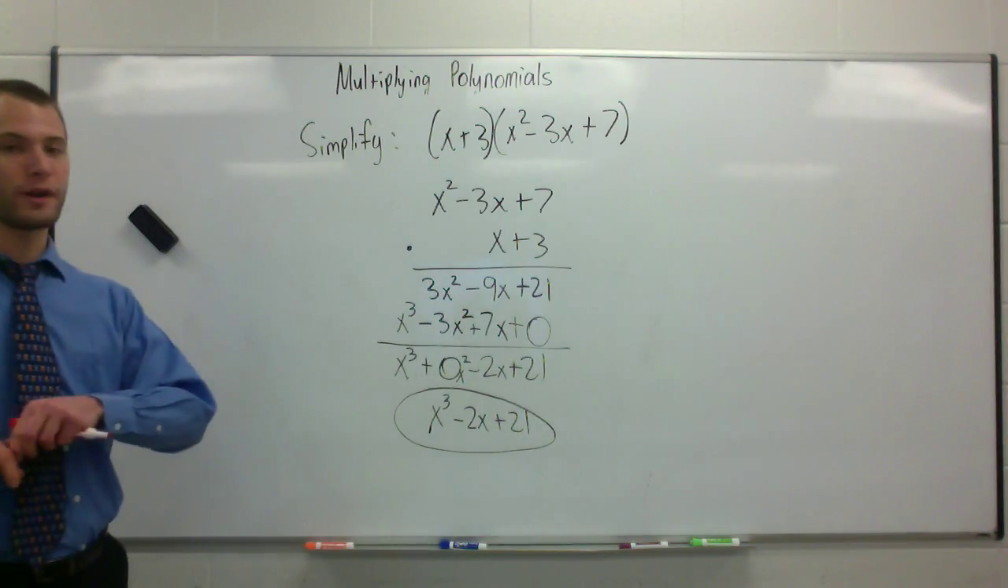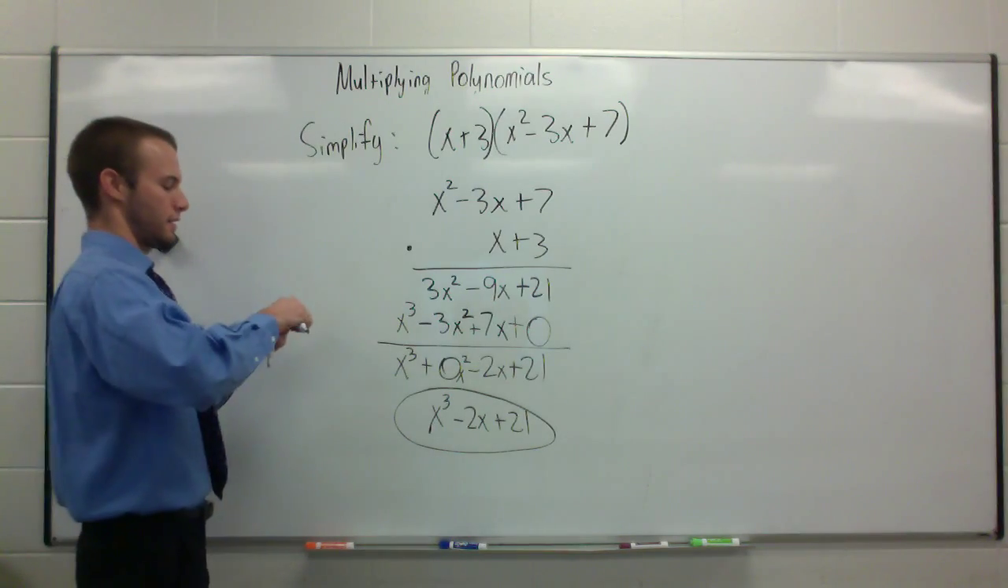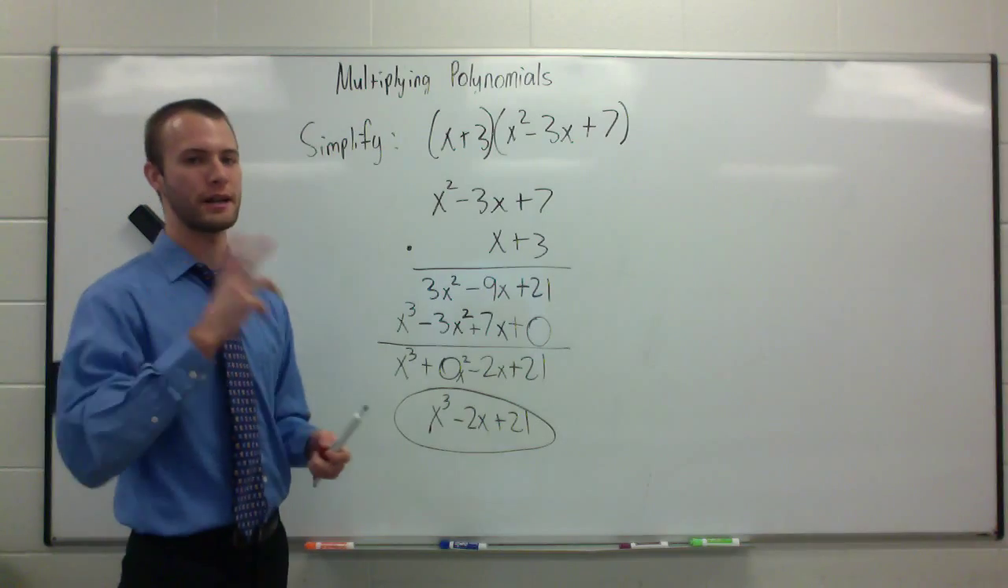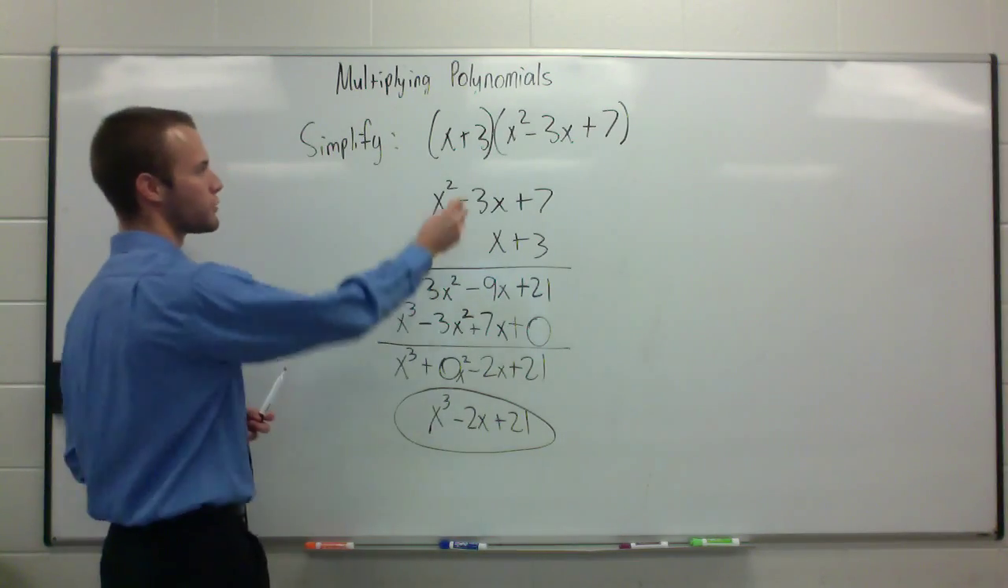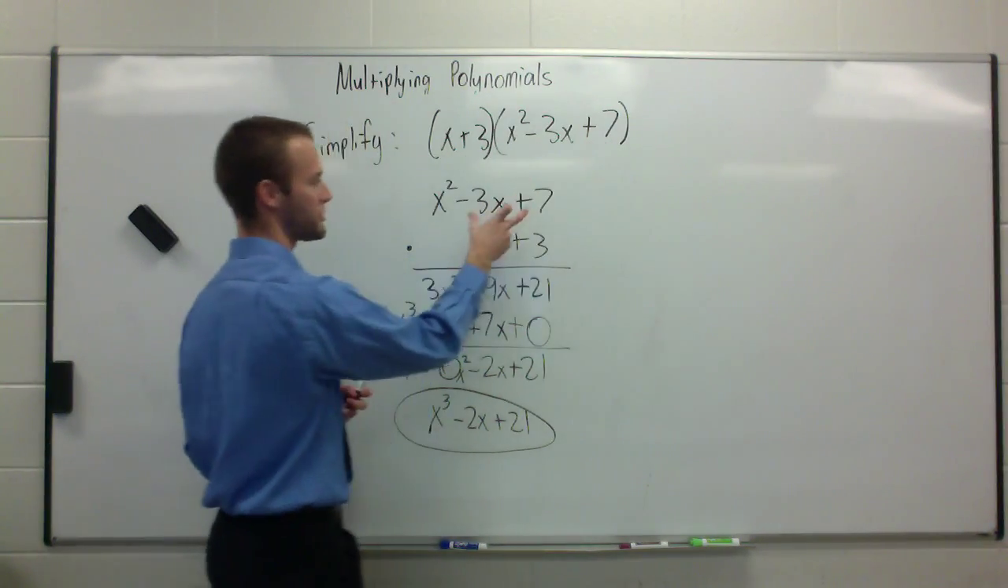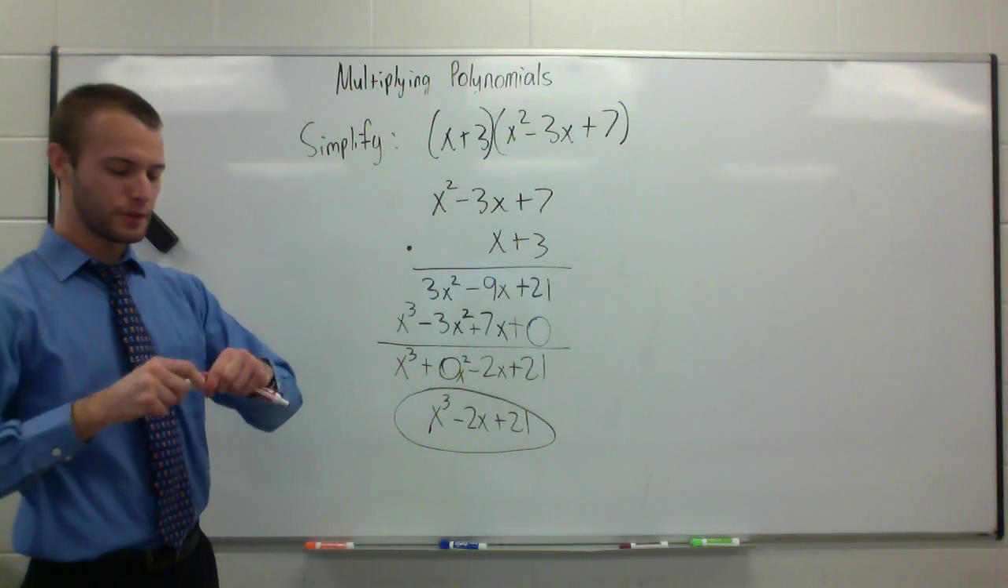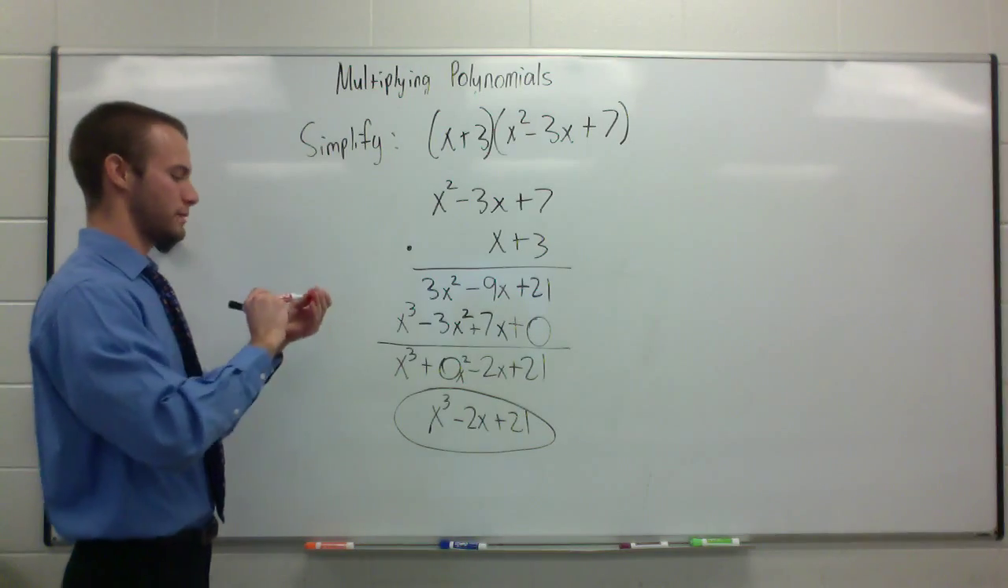So it is important to know how to multiply vertically because you can only use FOIL in the special case of a binomial times a binomial. Here we have a binomial times a trinomial, so we do have to line them up vertically. All right, that is going to conclude this workshop on multiplying polynomials.